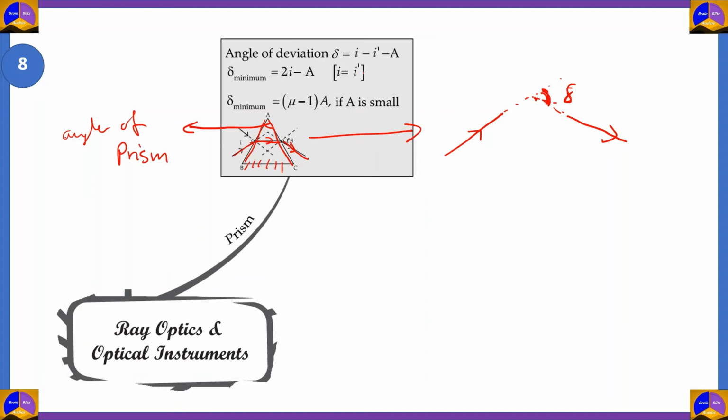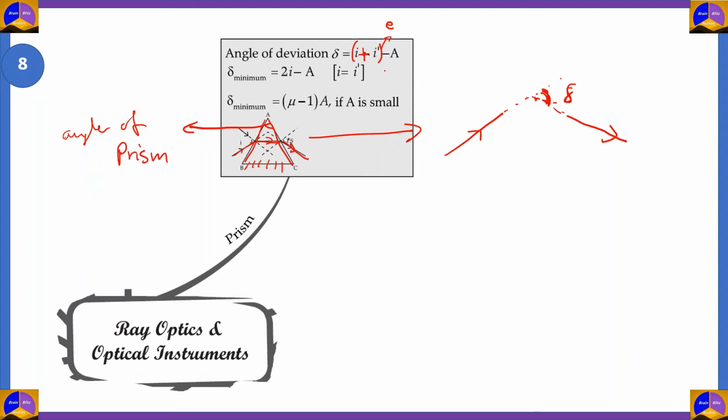According to the formula, the angle of deviation can be written as the angle of incidence plus the angle of emergence, which here is represented as I dash (you can represent it using the letter E as well), minus the angle of prism. Now, this is for a normal case of deviation.